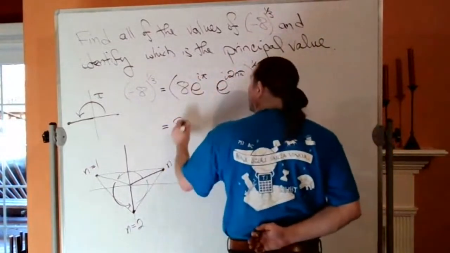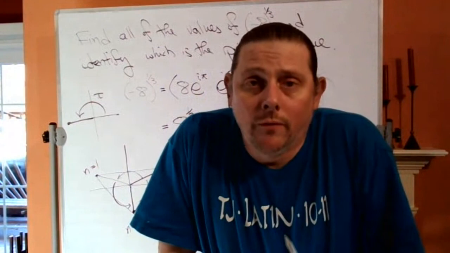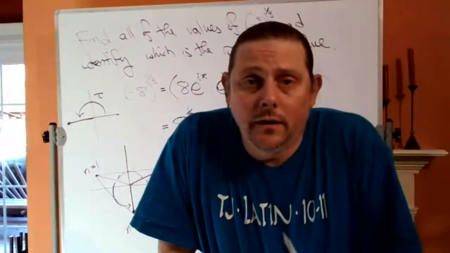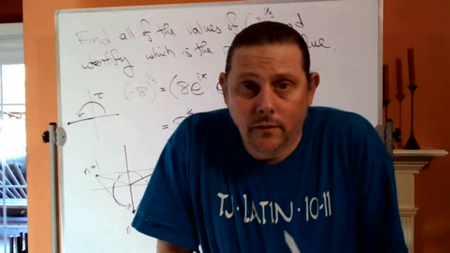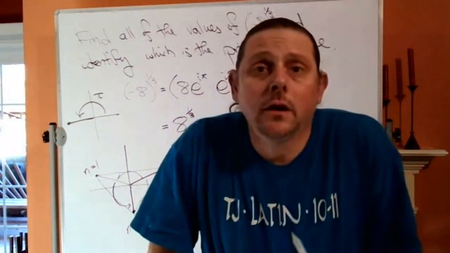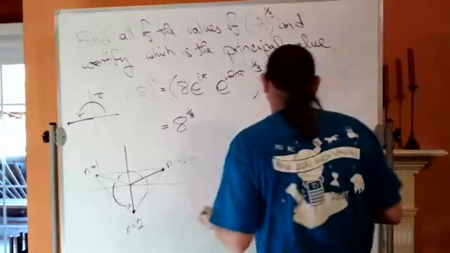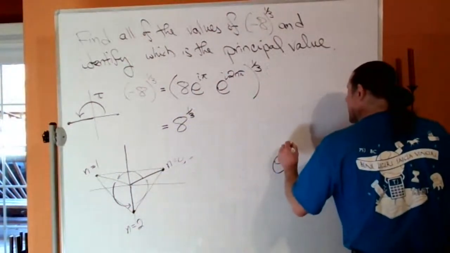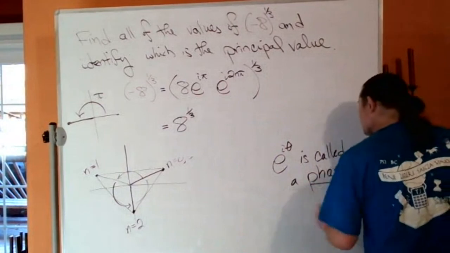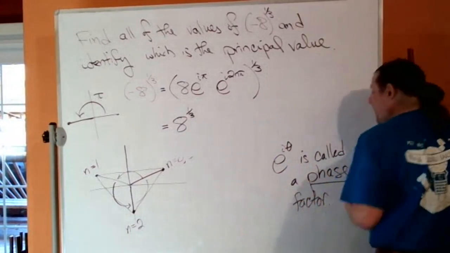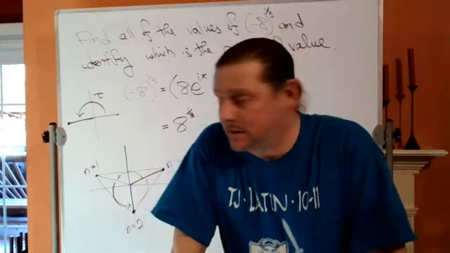So this is going to be 8 to the 1/3. When I write just an ordinary positive real number to the 1/3, I'm always going to get the ordinary root. All the other stuff associated with complex business is going to be handled explicitly in this phase. By the way, just terminology, e to the i theta is called a phase factor. It just rotates a number around in the plane. So we're going to deal with those phases explicitly.